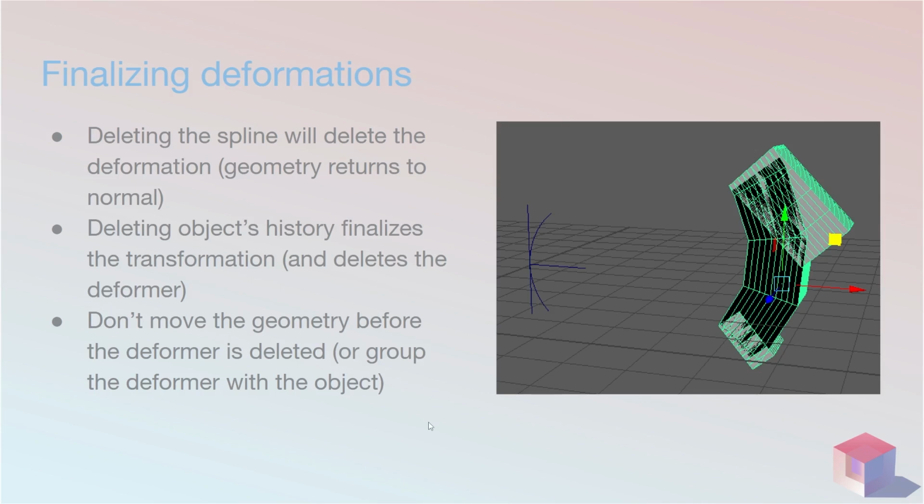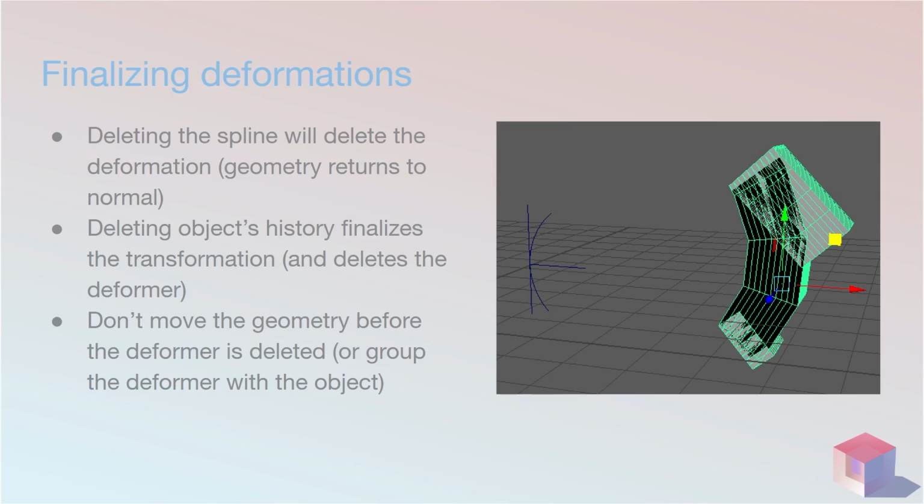Deformations are also non-destructive, which means that they're not finalized. Basically, if I create a deformer, I can still move the mesh around, I can still move the deformer around, and nothing gets changed. Conversely, that means that if I delete the deformer, the geometry will return to normal because it's non-destructive. If I want to apply the deformation, what I would do is select the object and then delete history.